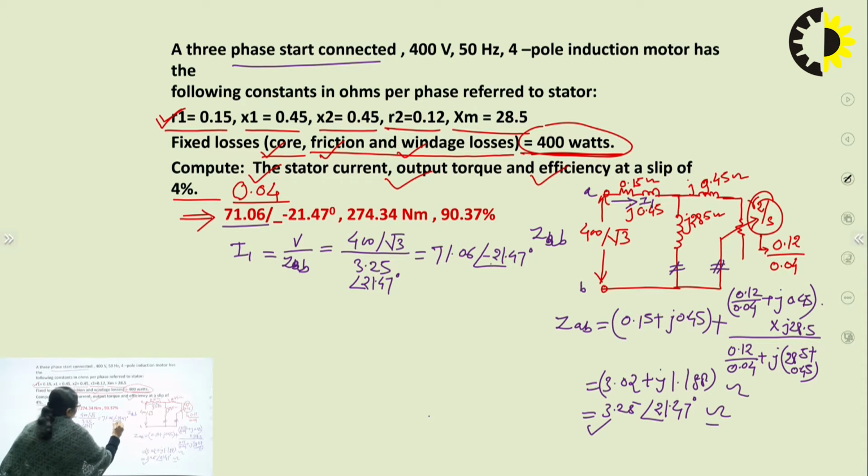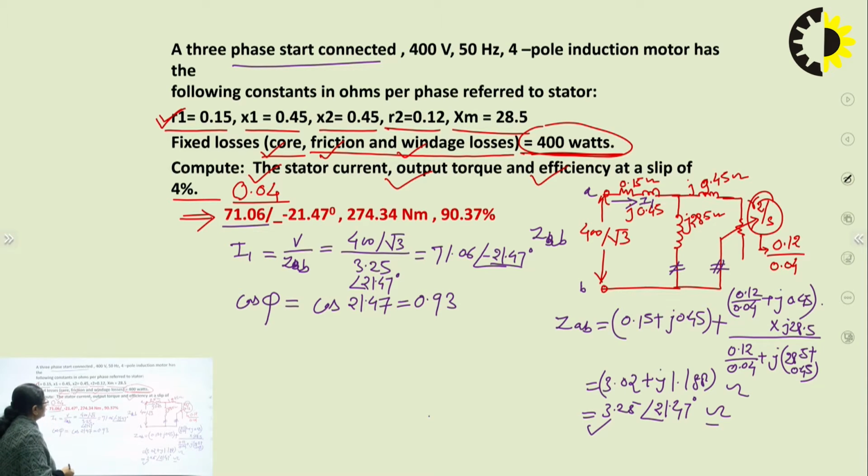Further, knowing the power factor angle here, I can very well write down the input power factor of the machine as cosine of 21.47, which comes out to be equal to 0.93, right? Now further proceeding. So first part of the question we have calculated. It is the stator current flowing in the circuit.